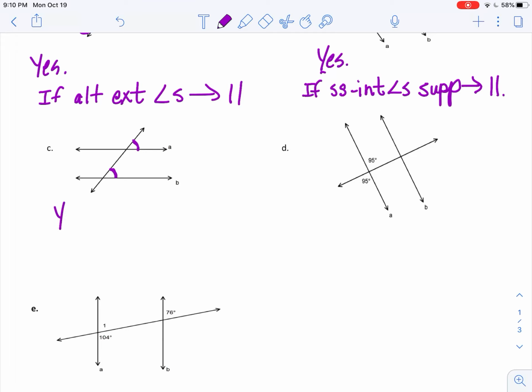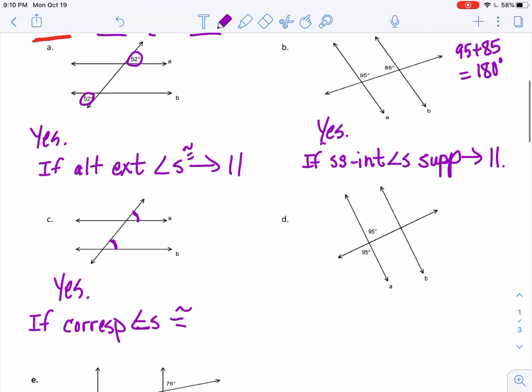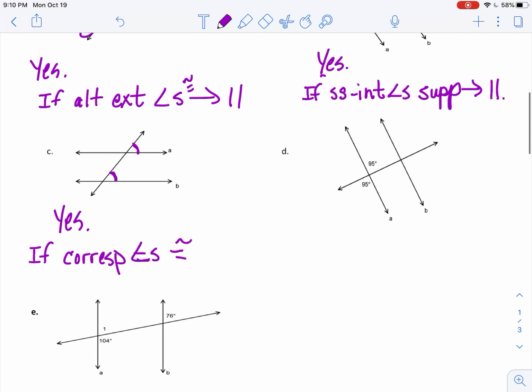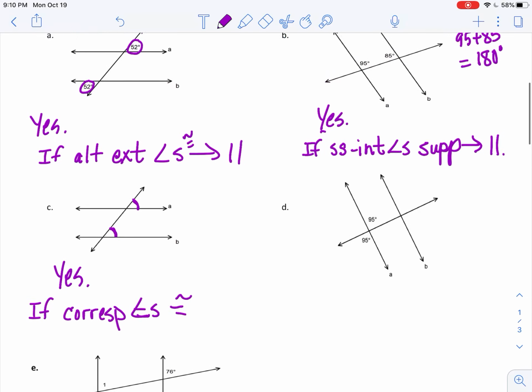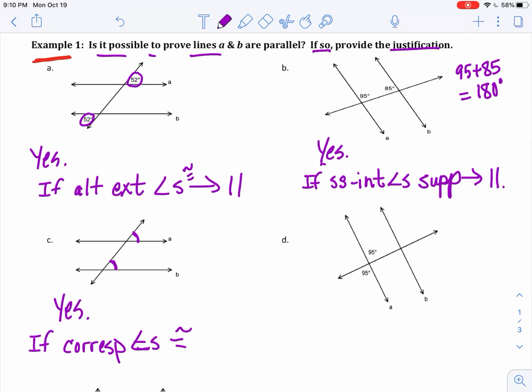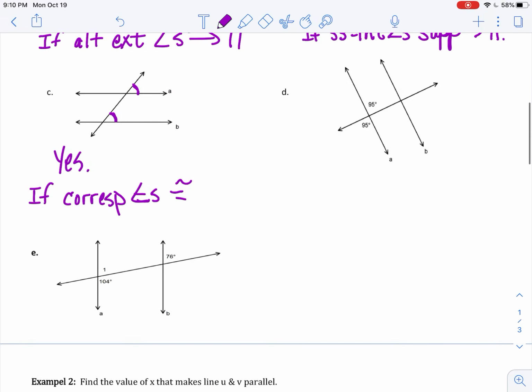And so again, is it possible to prove that the lines are parallel? Yes, because if we have corresponding angles that are congruent, which we do in this picture, let me not rush too much. Oh my goodness, I forgot the word congruent up at the top here. Sorry, it's kind of getting late tonight and I'm just forgetting things. All right, so sorry, in example 1A, I should have said if our alternate exterior angles are congruent, that means we're parallel. And so same with example C here. If corresponding angles are congruent, that indicates that the lines are parallel.